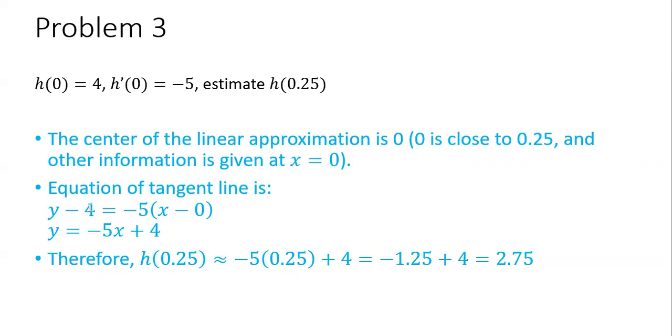But anyway, okay, so we can rewrite this as -5x plus 4, okay? So now we're going to use this equation of the tangent line to approximate h of 0.25. Plug in x as 0.25, okay?